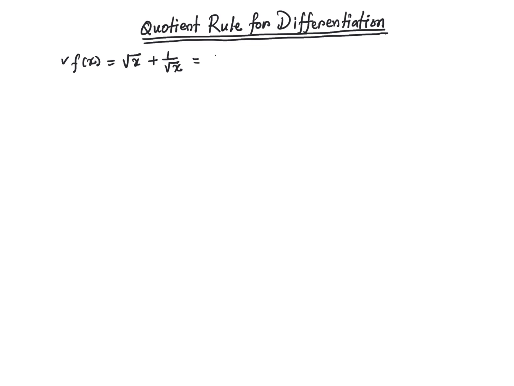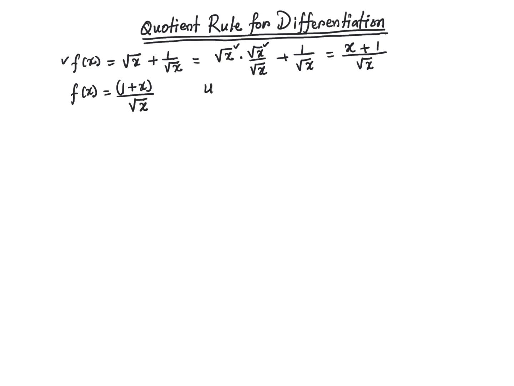I can multiply square root of x by square root of x over square root of x, plus 1 over square root of x. That's going to give me x. Square root of x times square root of x is square root of x squared, which is just x, plus 1, all of it divided by square root of x. So my f of x in essence boils down to 1 plus x divided by square root of x.